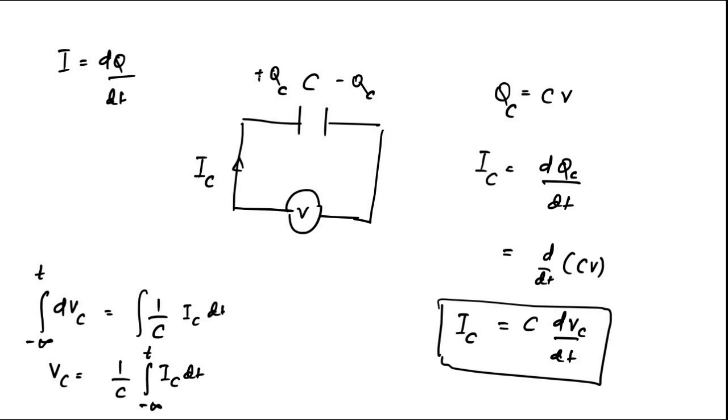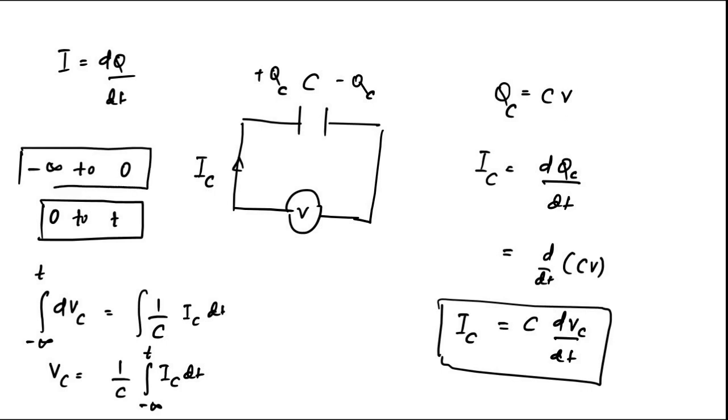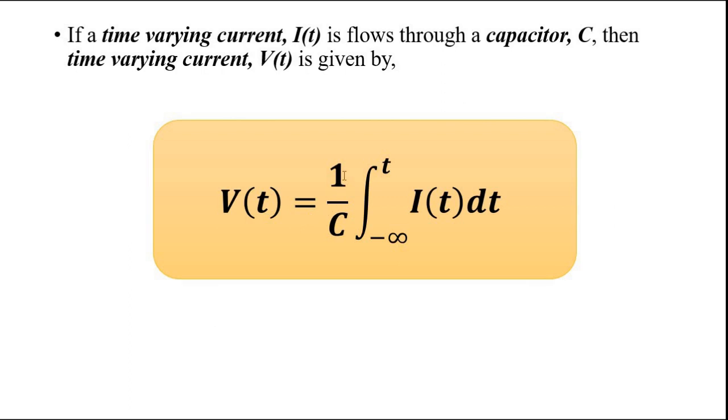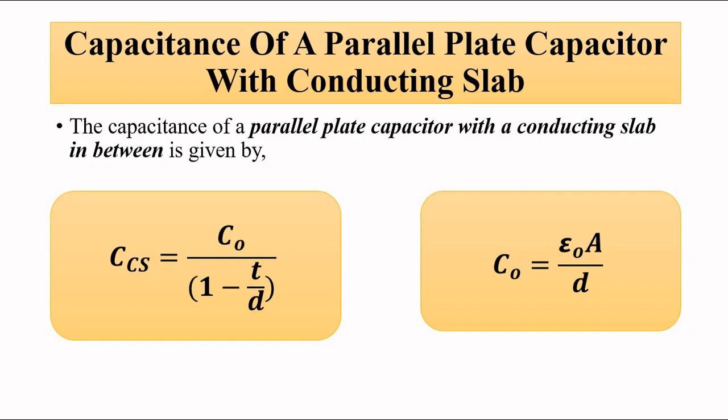So here there are two time intervals, minus infinity to 0 before switching, and after switching 0 to the time instant t. These are the two time intervals, since a capacitor is involved here. So the capacitor voltage and current are expressed as i equal to C dV by dt, and the capacitor voltage is represented as 1 by C integral from minus infinity to t of i dt. Next we'll be discussing the capacitance of a parallel plate capacitor with a conducting slab in between them.